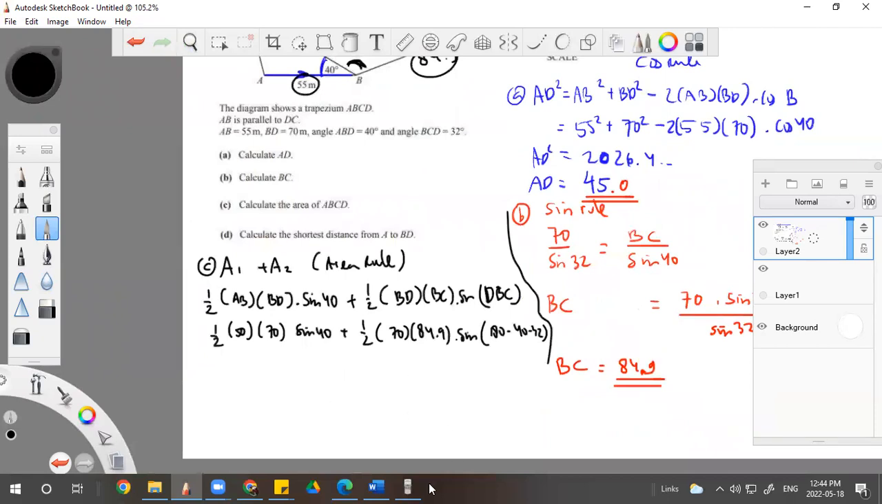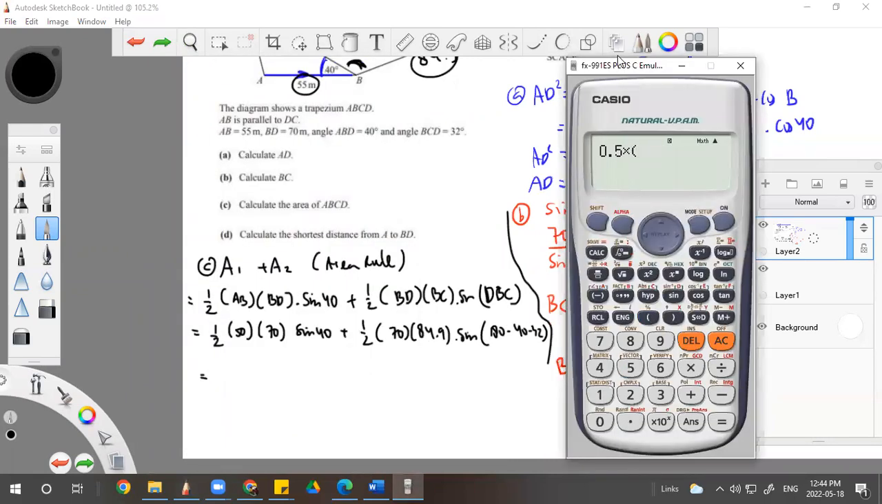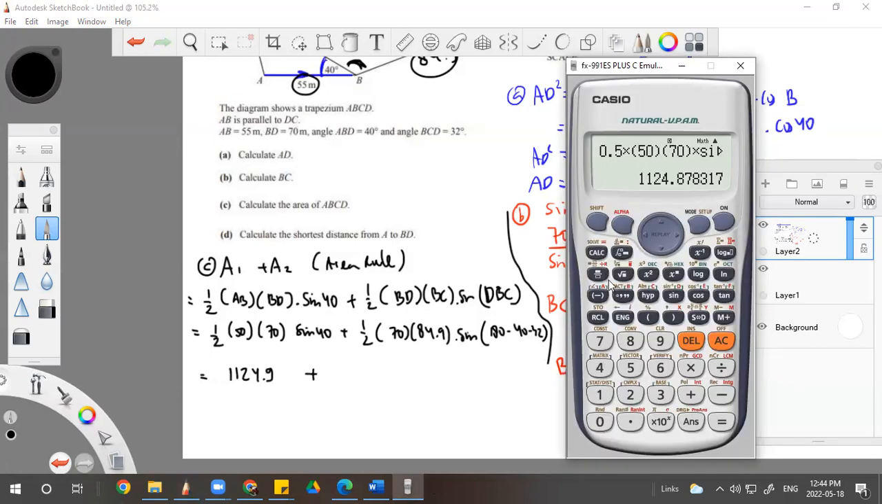Okay, use the calculator directly, guys. You have to calculate it yourself, because there is question D. Okay, 0.5 times 50 times 70 times sin 40. The calculator is smart enough, don't worry. Plus half times 70 times 84.9 times sin of (180 minus 40 minus 32), close the bracket, don't forget. I miscalculated the 180.